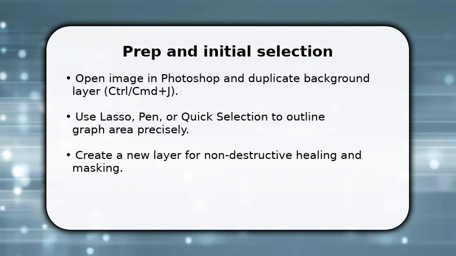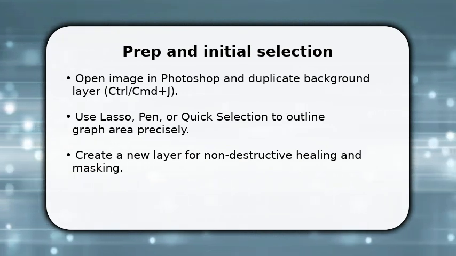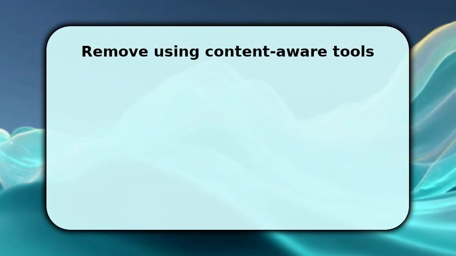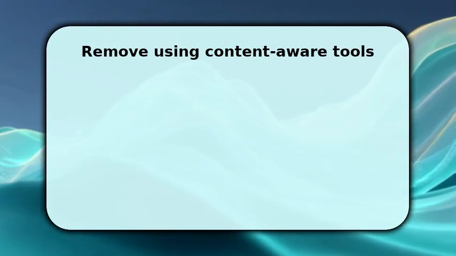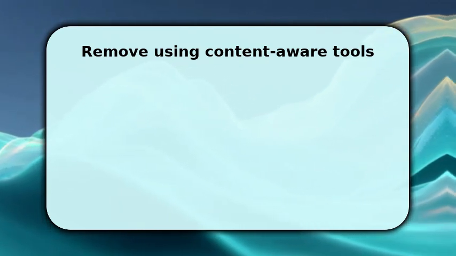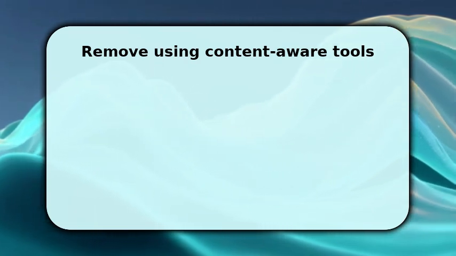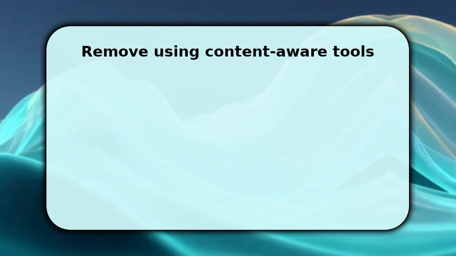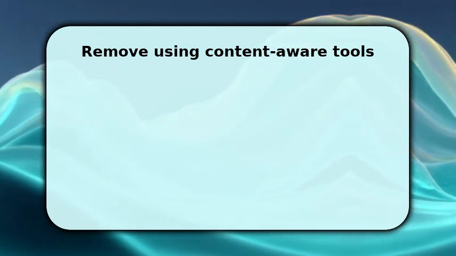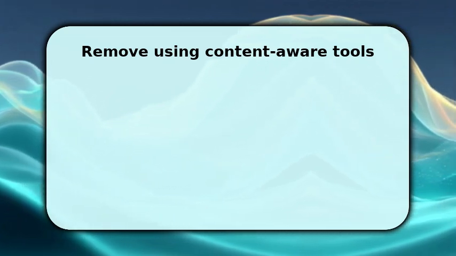Now that the graph is isolated, you're ready to remove it with healing tools and content-aware techniques. You'll rely on content-aware fill first because it analyzes surrounding pixels and recreates realistic textures. Choose sample all layers and customize sampling area if needed. After the initial fill, switch to the spot healing brush for small artifacts and use the clone stamp at 50 to 70% opacity to rebuild repeating patterns or straight lines. Make sure to work in small passes and alternate between tools.